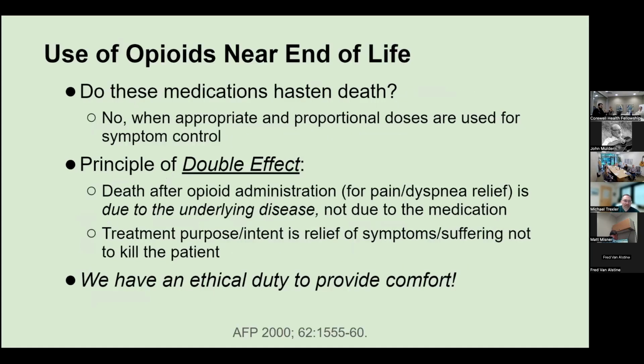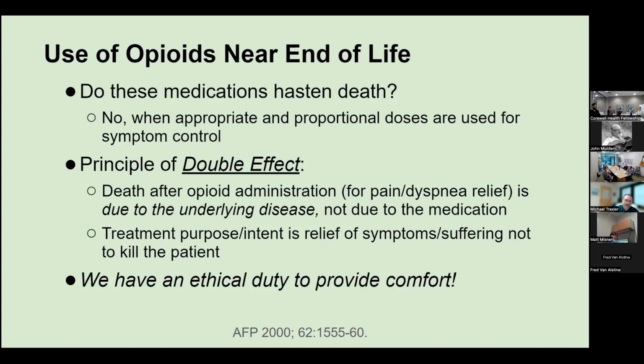So it's important to know that opioids, when dosed appropriately and proportional to the symptoms, do not hasten death. Morphine is not, quote unquote, liquid death, as one patient's family referred to it. And ethically, there's this principle of double effect where the intention is benign. The intention is to relieve suffering, not to kill the patient. And the effect is, well, the patient died, but actually they died of their underlying disease. Even though the medication has a potential to reduce respirations, if somebody's in a lot of pain and they're breathing 30 or 40 times a minute, you're not going to drop them to zero with the medication.